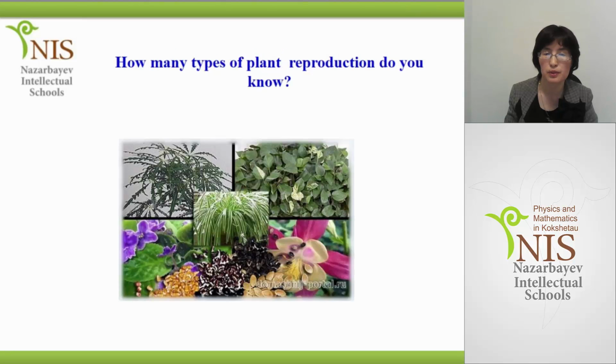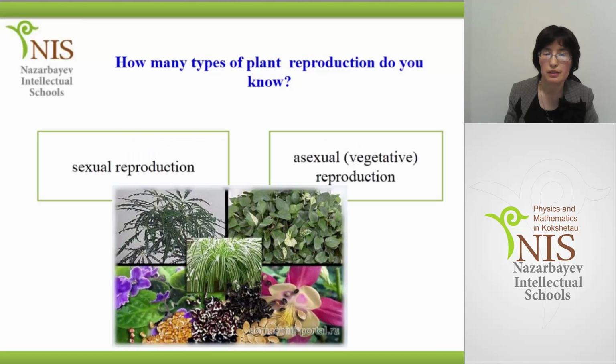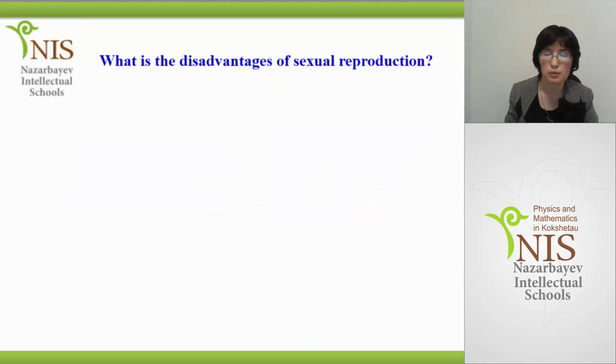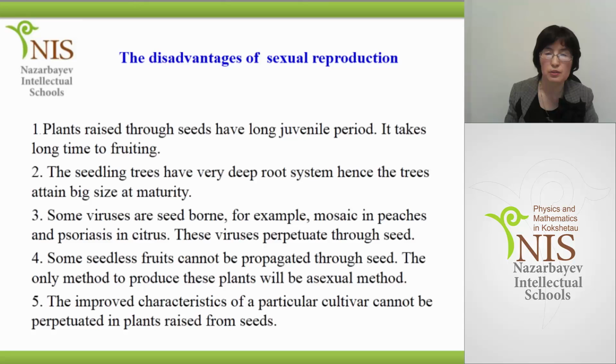For this, do we know how many types of plant reproduction there are? There are two types of plant reproduction: sexual reproduction and asexual vegetative reproduction. And what are the disadvantages of sexual reproduction? First, plants raised through seeds have a long juvenile period. It takes a long time to fruiting.